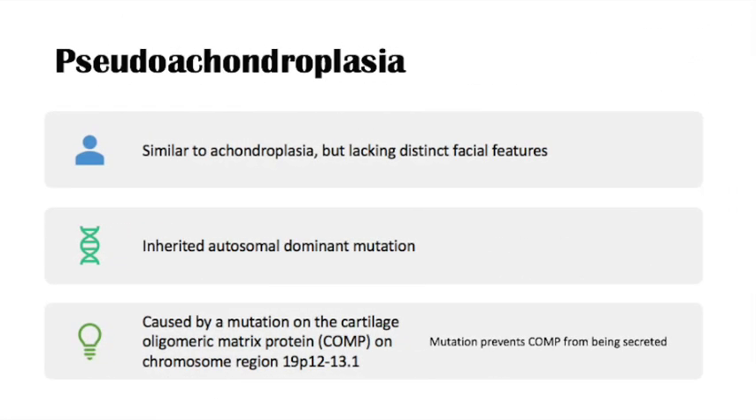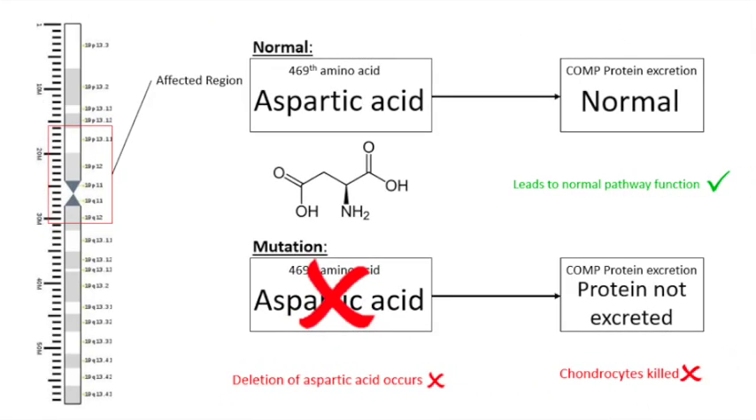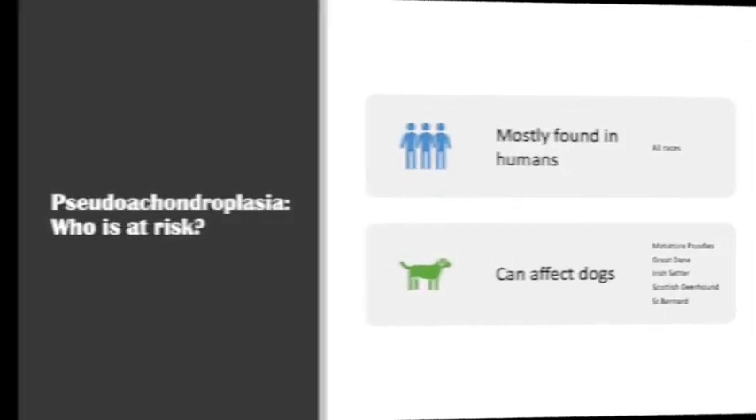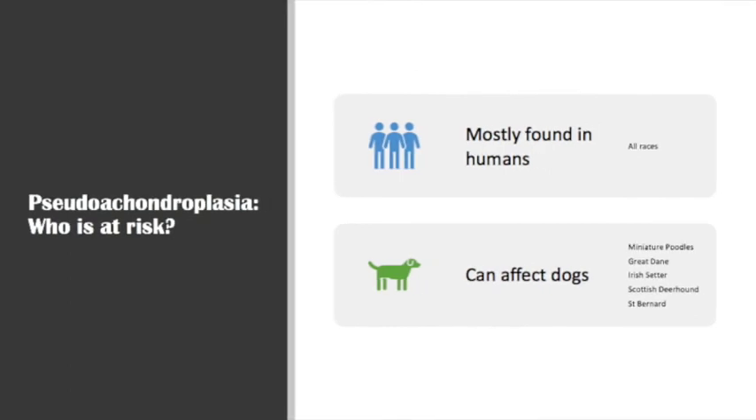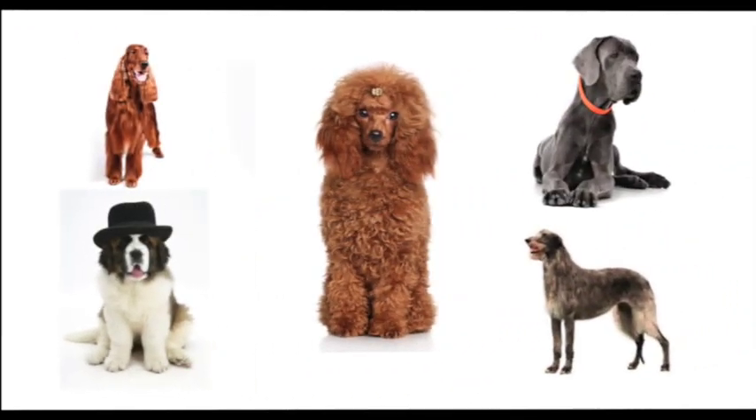Pseudoachondroplasia is one of many mutations in the COMP gene, but the most common is a deletion of the 469th amino acid, aspartic acid. A deletion mutation is where a fault in the DNA replication leads to the loss of a part of the normal DNA sequence. In this case, the result is the protein not being secreted, but instead collecting in the chondrocytes, ultimately poisoning and killing them. This is most common in miniature poodles, Great Danes, Irish setters, Scottish deerhounds, and St. Bernards.